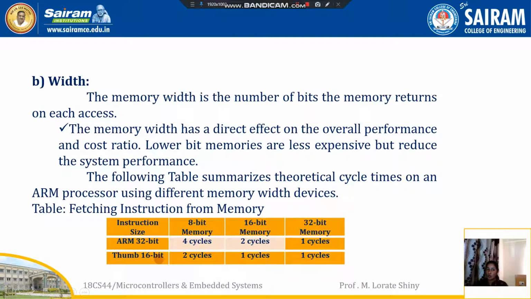Next case, Thumb mode. In Thumb mode, if the memory is 8-bit, it takes 2 cycles. If it is 16-bit, it takes 1 cycle. If it is 32-bit, it takes 1 cycle. So from here we can see as the width of the memory is reduced, the number of cycles is increased. And if the number of cycles is increased, then obviously the performance will be reduced.